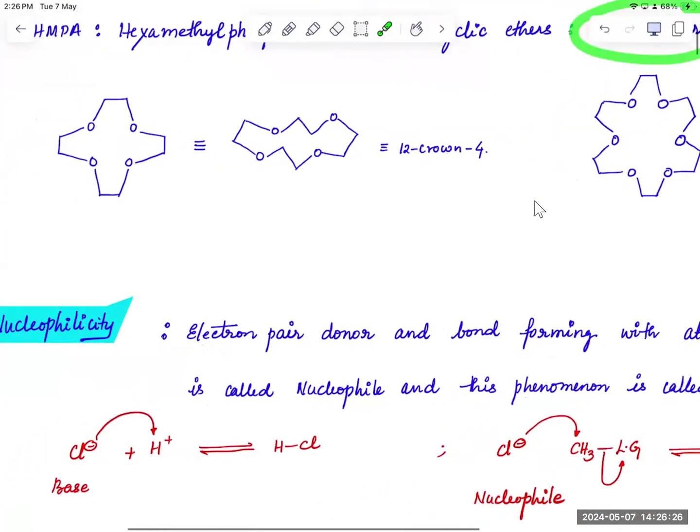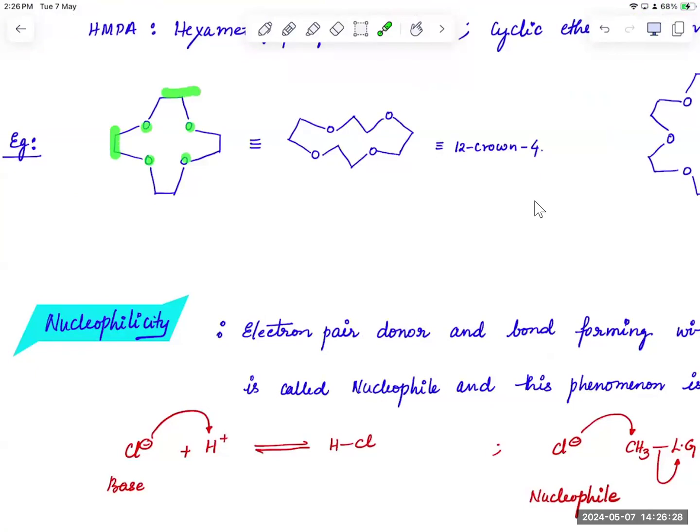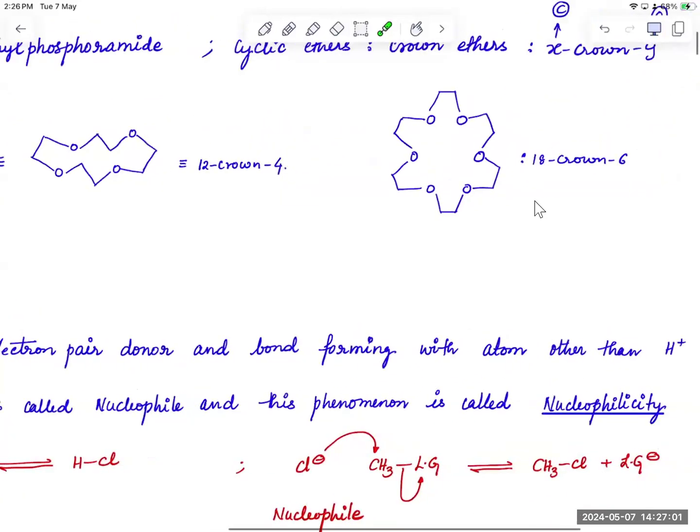Here we have 4 oxygens connected by 8 carbons. So how do we give the notation to this? You can see there are 12 junctions here, or rather I can say it is a 12 membered ring. So 1, 2, 3, 4, 5, 6, 7, 8, 9, 10, 11, 12. This is a 12 membered ring, which has 4 oxygens enclosed in it. So that is why it is called 12 crown 4. Similarly, here it is 18 crown 6.